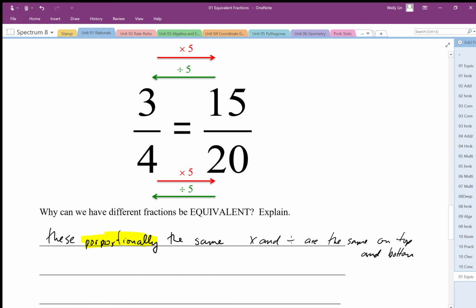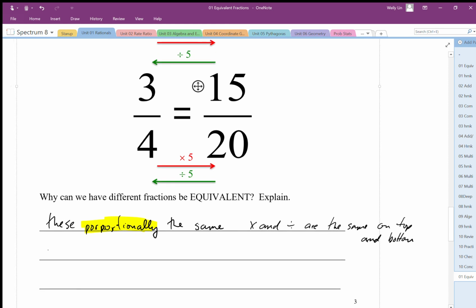They can be equivalent another way. We can think of this as, well, if I actually divide these two numbers, 3 divided by 4, and get a decimal, and go 15 divided by 20, I get the same decimal. So I can say that if we divide, because this is what the fraction bar means, it means to divide, we get the exact same number. Okay, so that's also important.